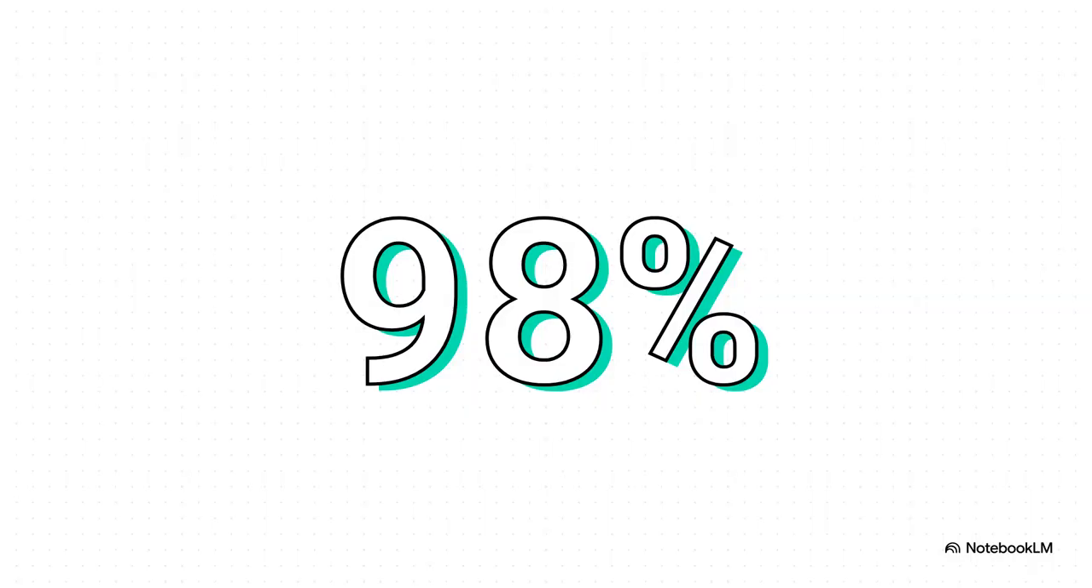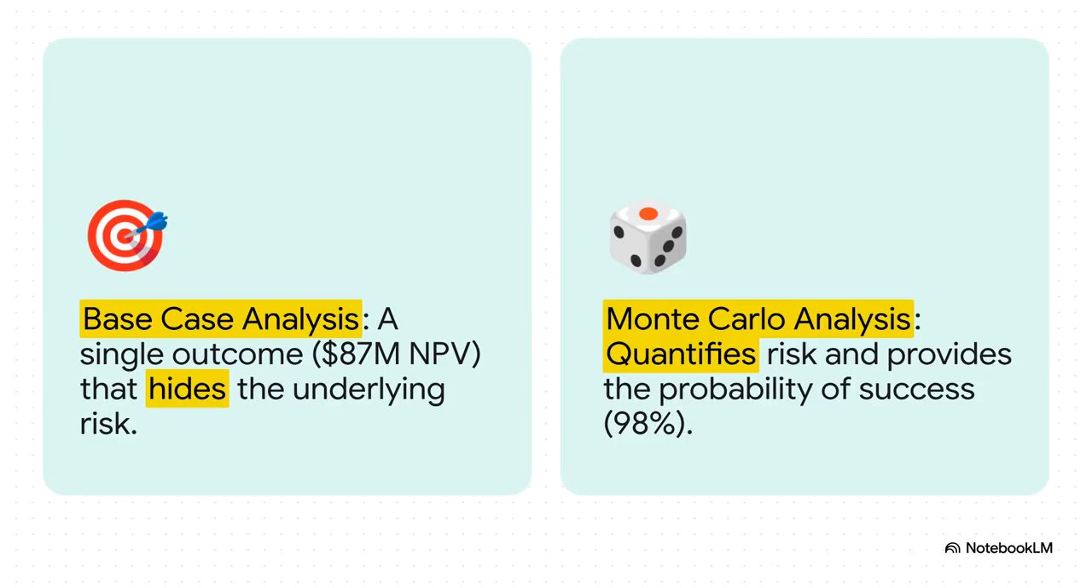So, after running 5,000 different scenarios where construction costs and ethanol prices fluctuate based on their real world probabilities, the Monte Carlo simulation gives us the answer. There is a 98% probability the project will have a positive NPV. And this right here, this is the incredible transformation in decision-making. We've moved from a single, fragile estimate to a robust statistical understanding of our risk. We've gone from saying, we think it will work, to we are 98% certain it will work.